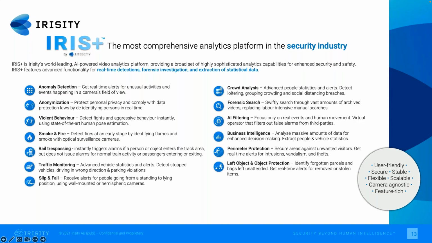Left objects and object protection. We look at objects that have been left in a scene. These objects could be a threat to the public, or they need to get back to their owners as quickly as possible. So we're able to identify those, give an automatic alert, and someone's able to interact with those.